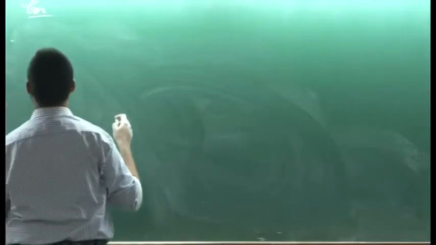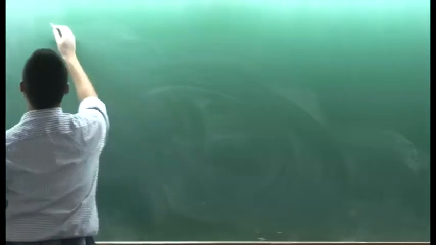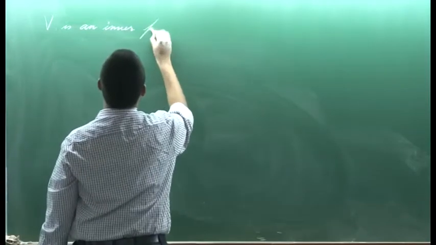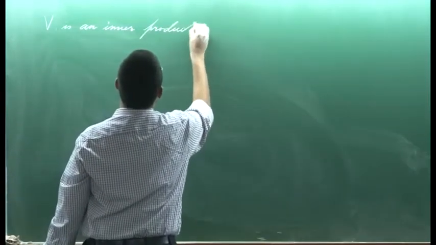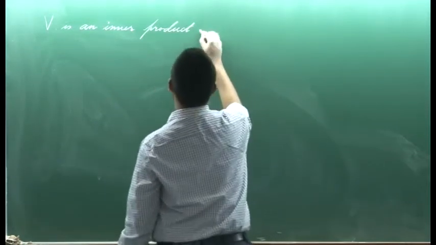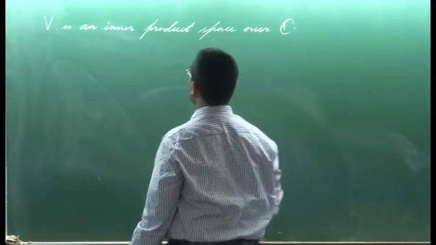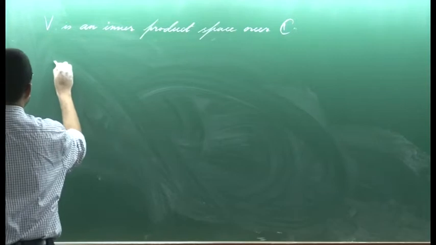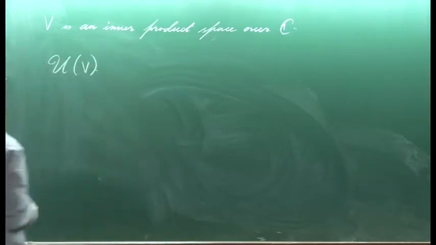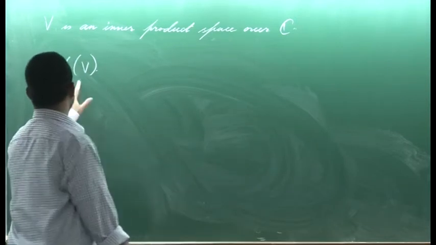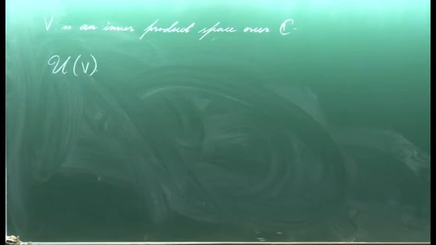Let V be an inner product space over C. Right now I do not care whether it is finite dimensional or not. Denote by U(V) the group of all unitary operators on V, that is, invertible linear maps that preserve the inner product.